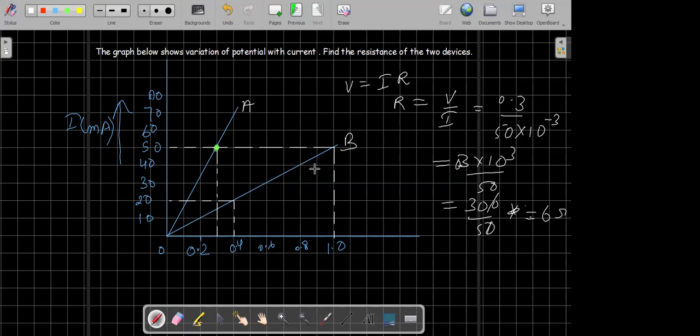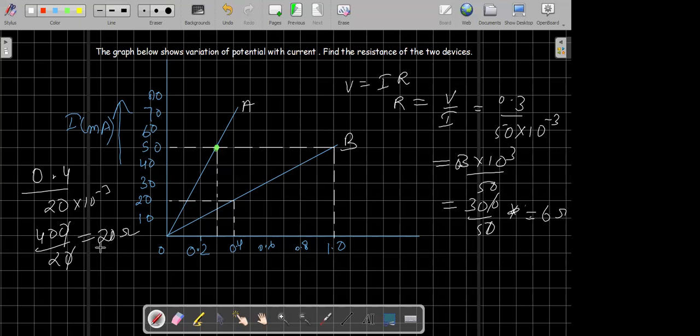In the same way, we can find the resistance of the second wire. Anyone got the resistance of second wire? 50 into 10 to the power minus 3. Okay, here it is V by I. V is 0.4 divided by 20 multiplied by 10 to the power minus 3. Again, same way. You get here 400 over 20. So 0, 0 cancels. That's 20 ohm. Am I correct?